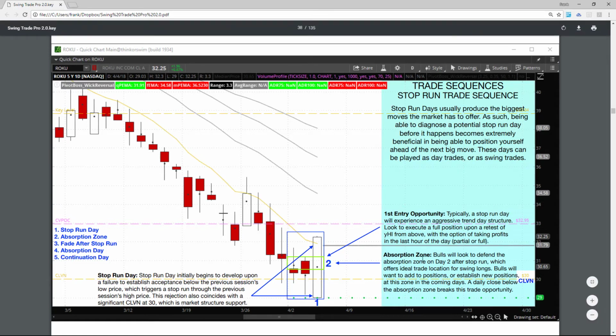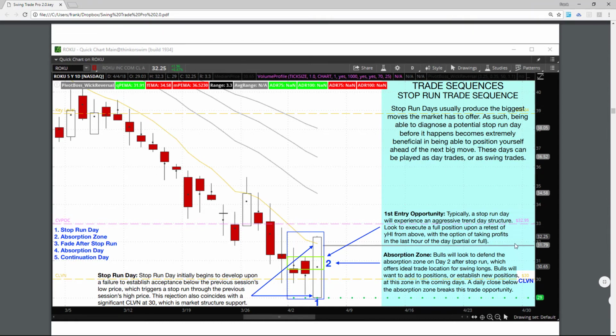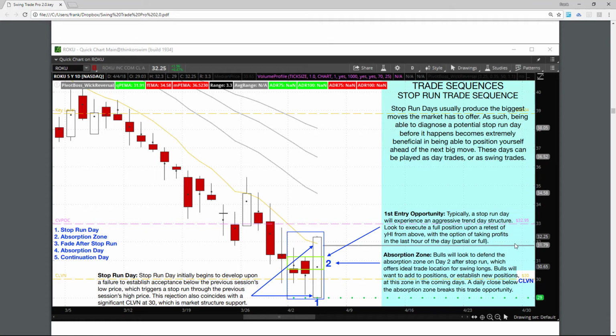So at the absorption zone, bulls would look to defend the absorption zone on day 2 after stop run, which offers ideal trade location for swing longs. Bulls will want to add to positions or establish new positions at this zone in the coming days. A daily close below the absorption zone breaks this trade opportunity. So you want to be able to continue to hold above that absorption zone.